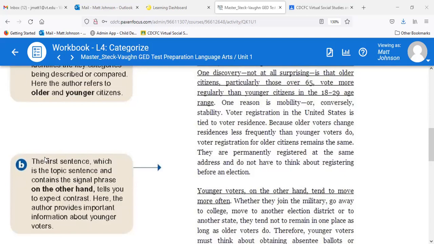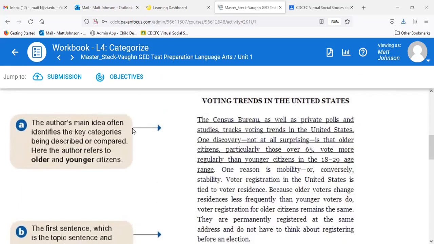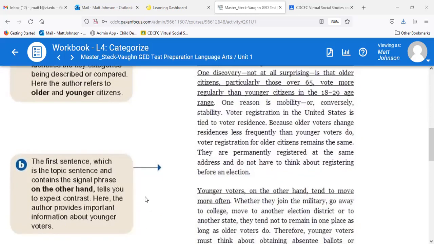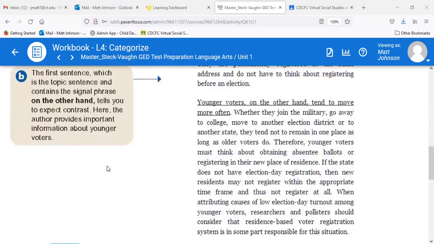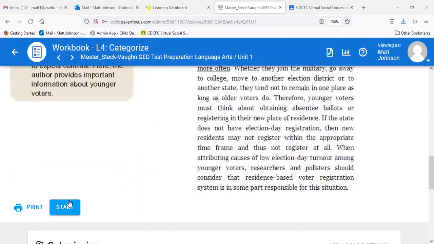So I've mentioned this several times. We've talked about the signal word thing. That's another phrase, on the other hand, just like nevertheless, but, however, it's going to signal a contrast. So as an introductory sentence, our whole first paragraph, we start talking about older adults after the topic sentence. So we get some information there. And then we're moving on to the second one, and it says younger voters, on the other hand, tend to move more often. So adding contrast, now we are contrasting older voters to younger voters. So it's that little signal to look for. It gives you a little pause, makes your brain switch gears because you're getting new information.